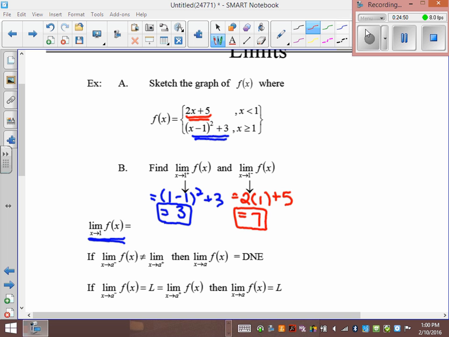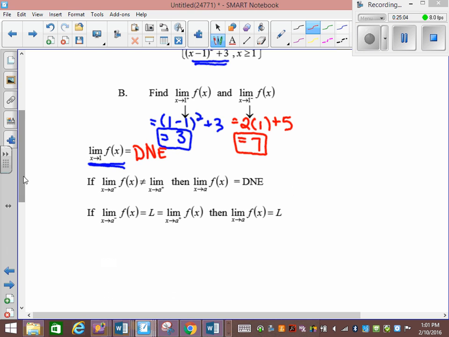From the right, it's approaching 3. From the left, it's approaching 7, and they do not approach the same thing, so it does not exist. This is just your little rule down here. If the limit as x approaches a from the left does not equal the limit as x approaches a from the right, this is supposed to be a plus sign even though it doesn't really look like it, then the limit as x approaches a does not exist. That is a rule.